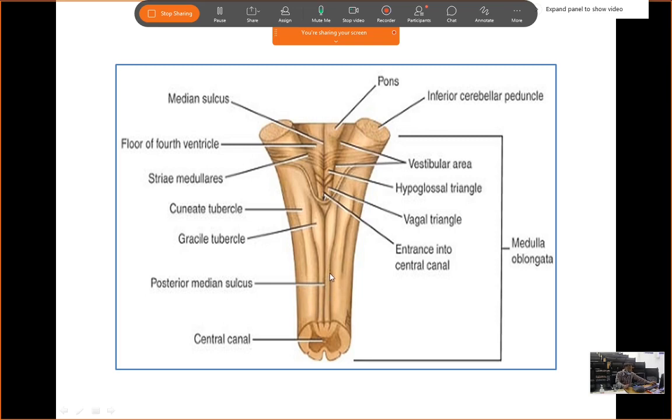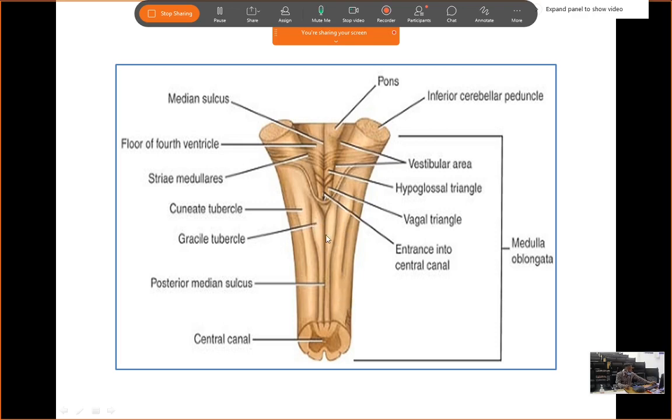Now these fibers, ultimately at the upper part, these elevations end as a tubercle. Here it is more elevated and forms a tubercle-like structure. So the fasciculus gracilis ends as the gracile tubercle. Fasciculus cuneatus ends as the cuneate tubercle. So gracile tubercle medially, cuneate tubercle laterally. Tubercle is an elevation and fasciculus is a bundle. So this is the bundle, this is your tubercle.